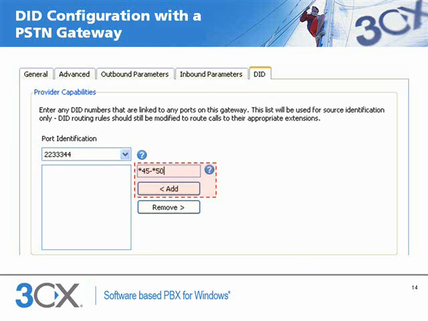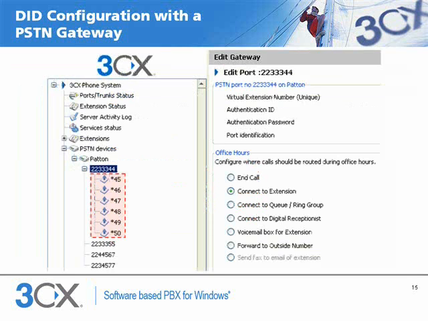DID numbers, or MSN numbers, which are the same from the PBX's perspective, allow you to provide customized routing of calls depending on the number that the external caller dialed to reach the PBX. You can configure the DID numbers for each port on the device by going to the DID tab when editing the gateway and adding the dialed number.